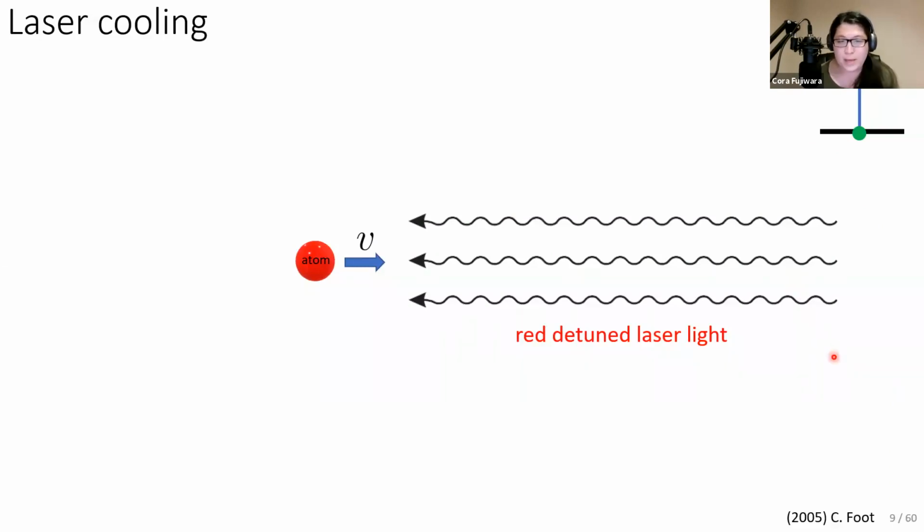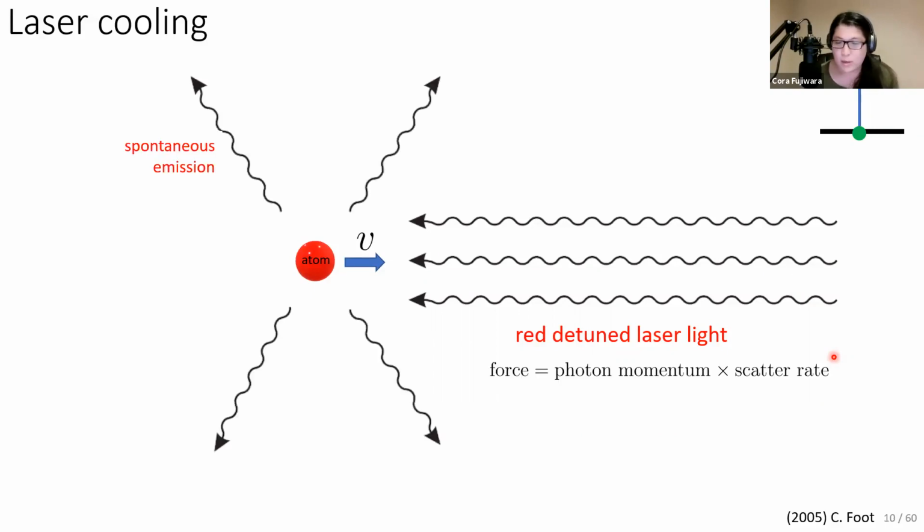So what will happen is this atom will absorb and then emit photons via spontaneous emission. And the trick here is that spontaneous emission happens in a random direction. So if I average over many absorption and emission cycles, on average, the force from spontaneous emission will go to 0. And so on average, the expectation value of the force is only going to depend upon the momentum of the light that I'm applying in this direction. So phenomenologically speaking, this force will be equal to the photon momentum multiplied by the rate at which those photons are being scattered.